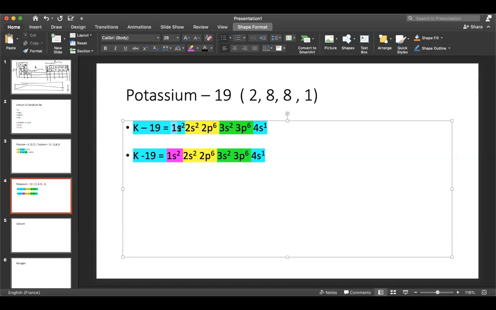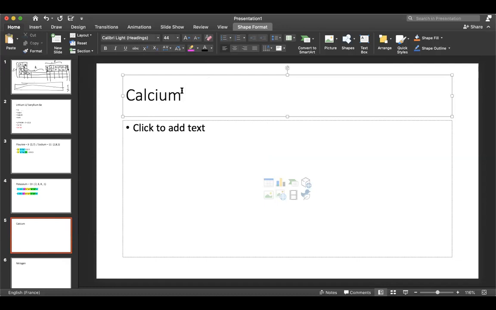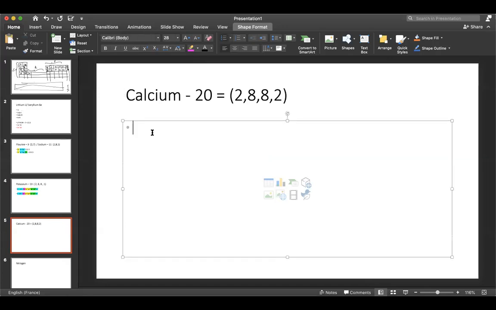So now we do the last few examples. Then I bring in another notion. So calcium is number 20, and the electronic configuration is 2, 8, 8, 2. With the, what do you call it, I'll call it the Mutale method.